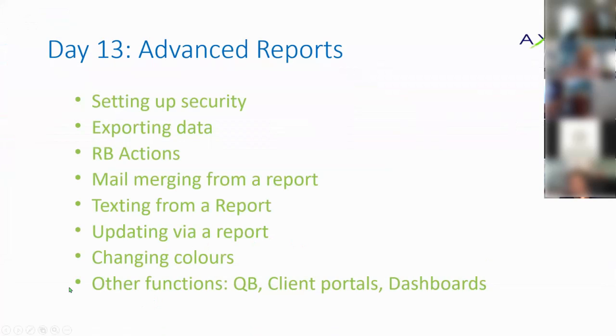So updating via report, changing colors, and then other functions. When we get to e-learning, we'll be having a look at QB results. Client portals, there's lots of reports on client portals with coloring so that the client can see the report as well. And then, of course, the skill is to make sure that you have moderated that data before the client sees it. So you would put a filter on that report so that the client only sees the stuff that is approved.